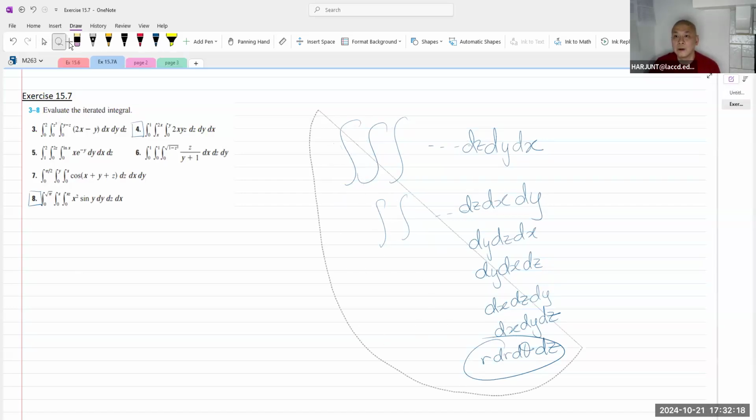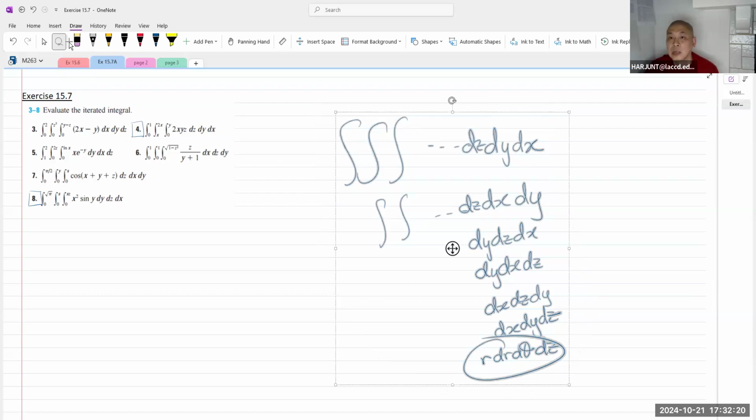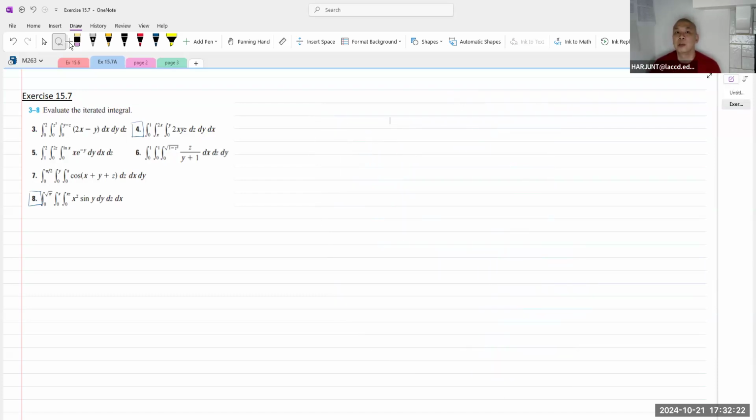And that requires us to be able to imagine this in 3 dimensions and see which order will be easier to integrate. I promise you this section is not easy, so if you find it to be on the harder side, you are very normal.